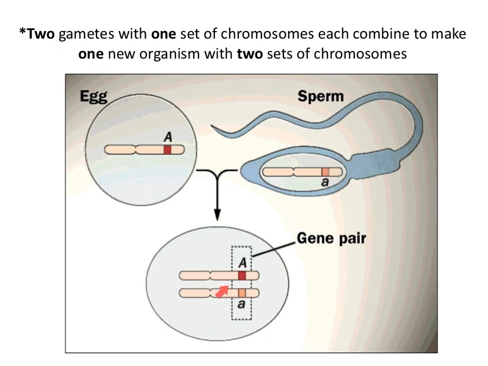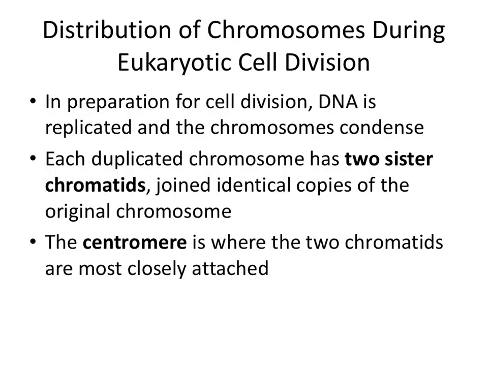Comes together to make 2 of each kind. Alright, so that's chromosomes. So how are these chromosomes distributed, and what do we call them? In preparation for division, the DNA gets copied. Remember, that's S phase. And you know how that happens, where the DNA is unzipped with helicase and untwisted with topoisomerase, etc.